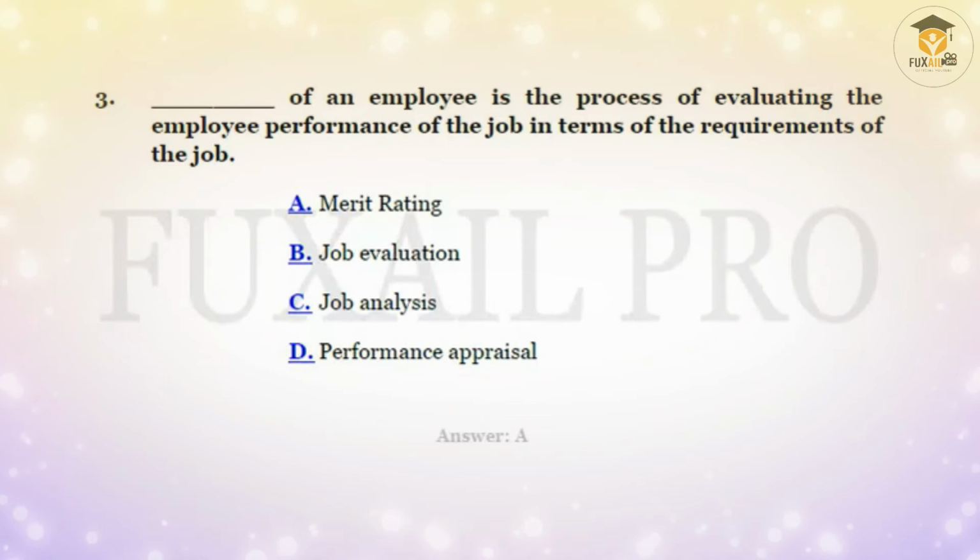3. ___ of an employee is the process of evaluating the employee performance of the job in terms of the requirements of the job. A. Merit rating. B. Job evaluation. C. Job analysis. D. Performance appraisal. Answer, A.